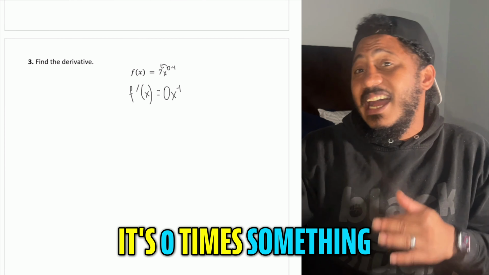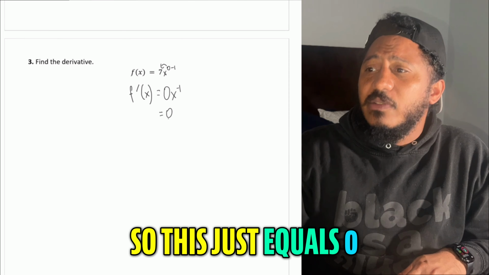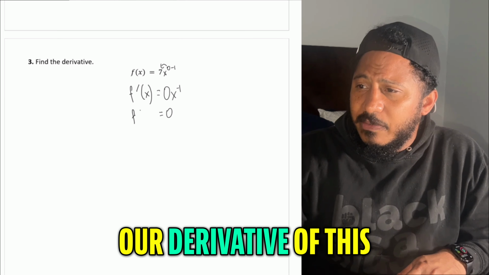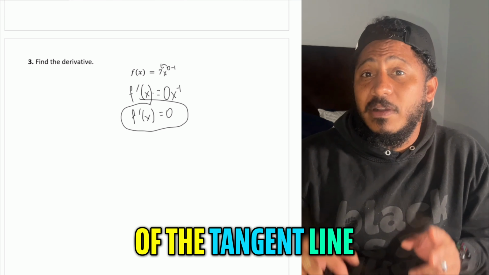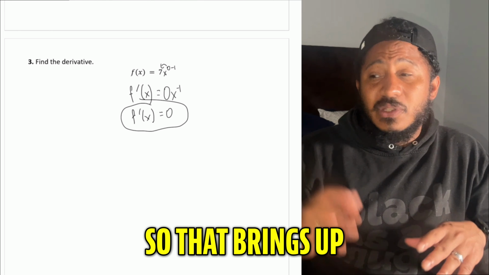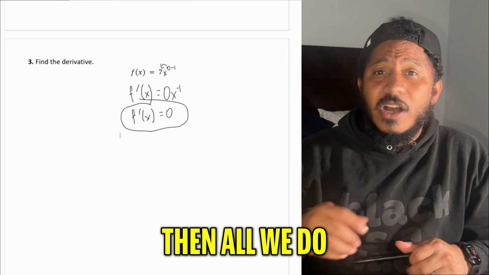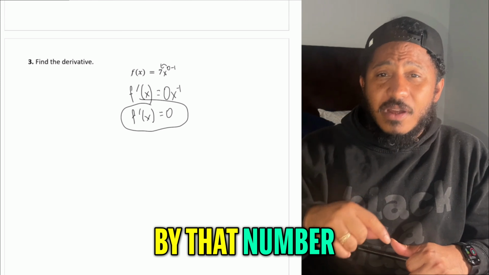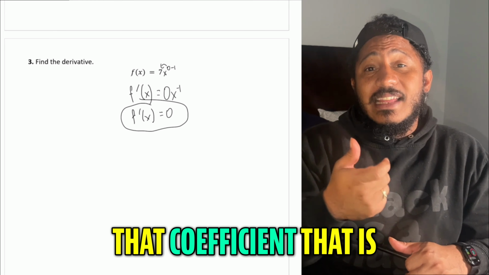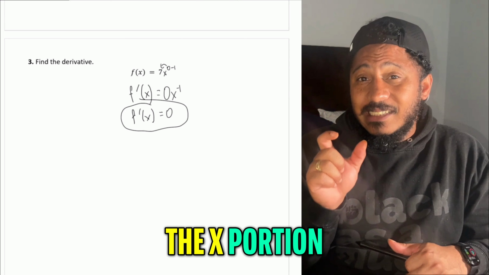But again, it's 0 times something, so this just equals 0. In other words, the derivative of this constant function is 0, because that's the slope of the tangent line. So that brings up, well, what if we have a number in front? Then all we do, when we bring that power down in front, is multiply by that constant, that coefficient that is out in front of the x portion.